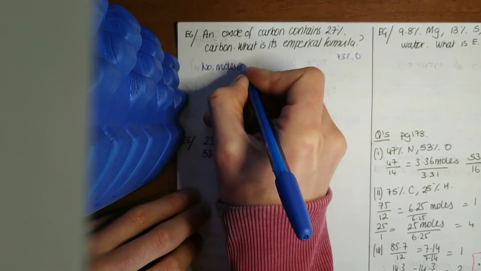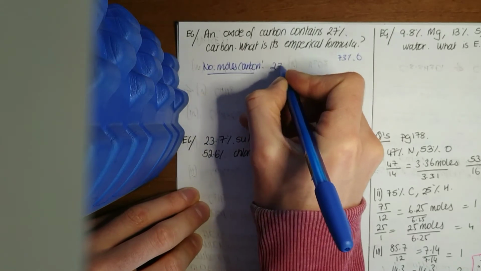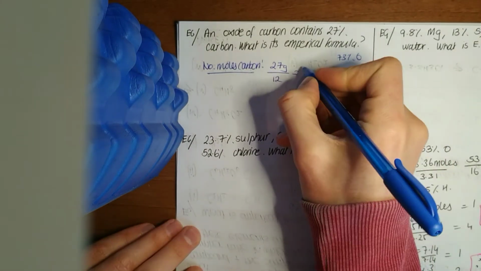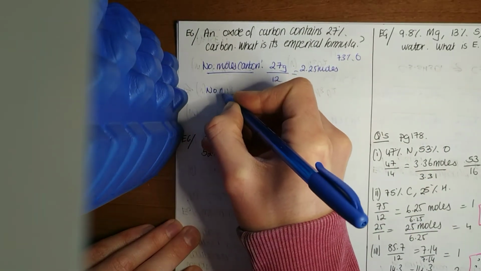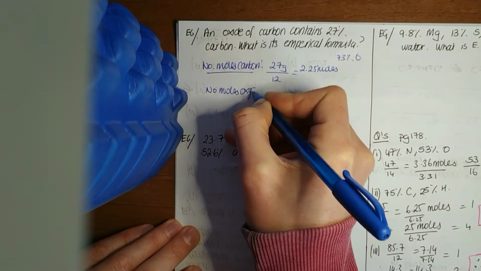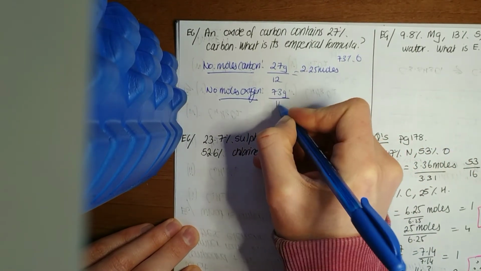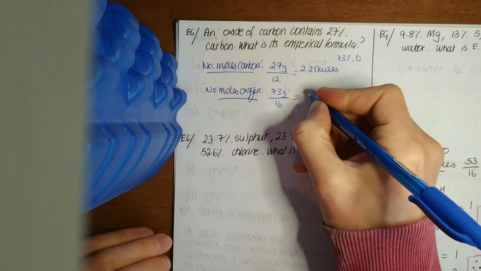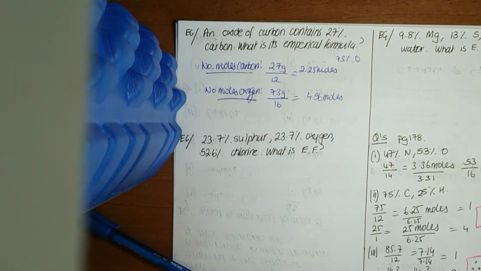So the number of moles of carbon, change the percentage sign to a gram, 27 grams divided by the mass number, which is 12. 9/4 or 2.25 moles. Work out the number of moles of oxygen. 73 grams divided by the mass number 16. We get 4.56 moles. Divide by the smaller.